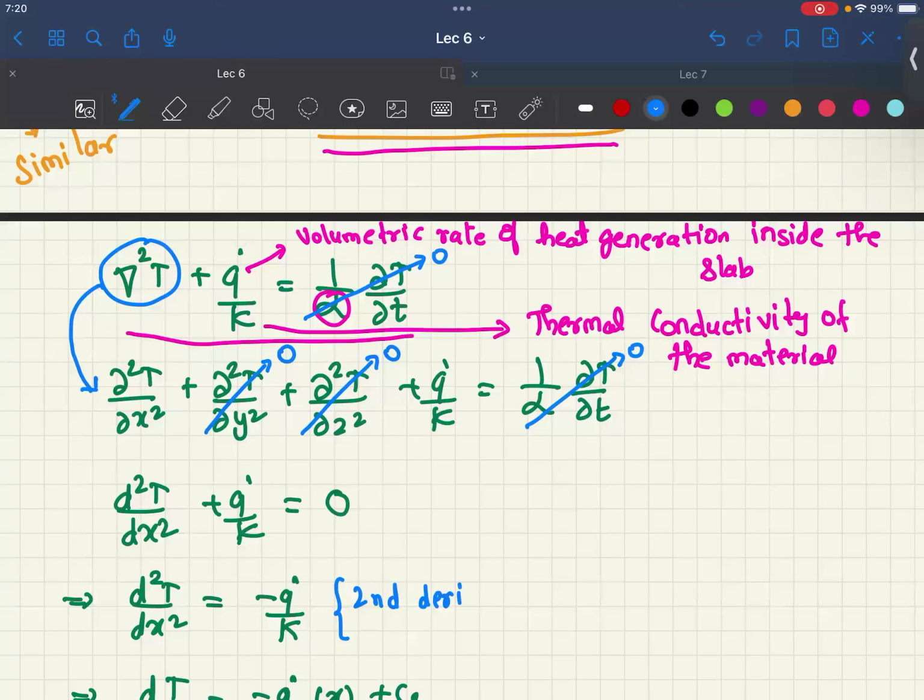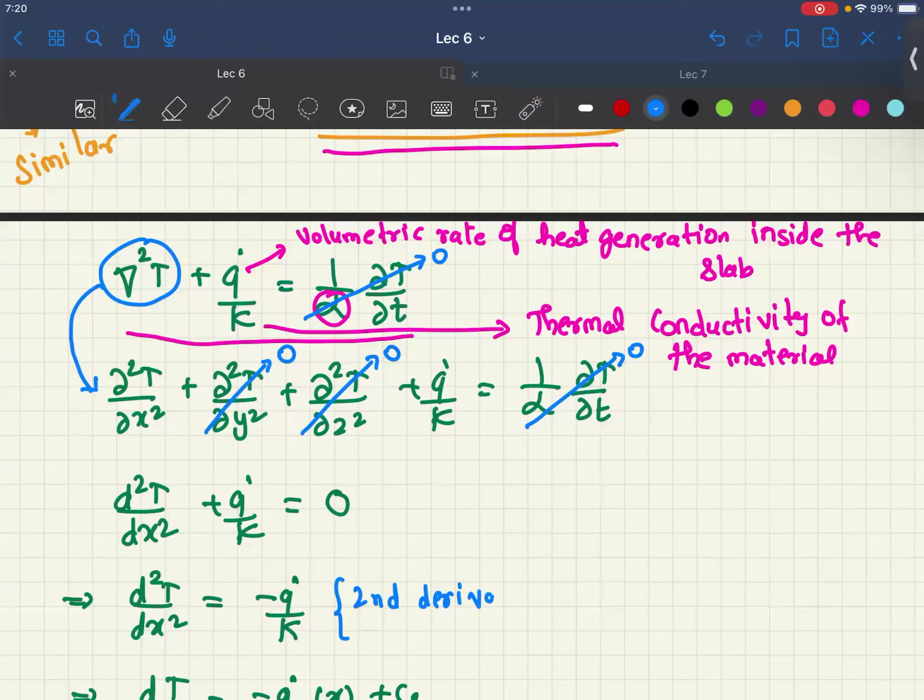Now note that this volumetric rate of heat generation term is nothing but a constant, right? So this is not varying with respect to x, or this is not a function of x. It's just that q dot is the total volumetric rate of heat generation inside the system. So in all, this becomes a constant. That means the second derivative of temperature with respect to the position, or with respect to the direction of heat flow, is nothing but a constant, right?